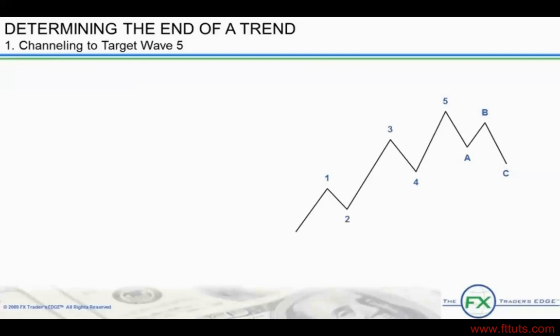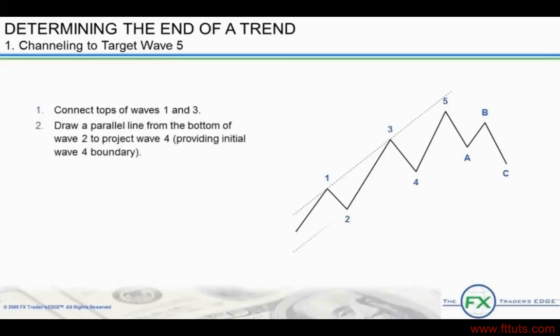The first point to make is that 3 reference points are required before drawing a channel. An initial channel can be drawn once waves 1, 2, and 3 are complete. The first step is to connect the tops of waves 1 and 3. Then step 2 is to draw a parallel line off the bottom of wave 2 to project wave 4. This provides the initial wave 4 boundary. As you can see, the wave 4 moves outside of the initial channel boundaries.